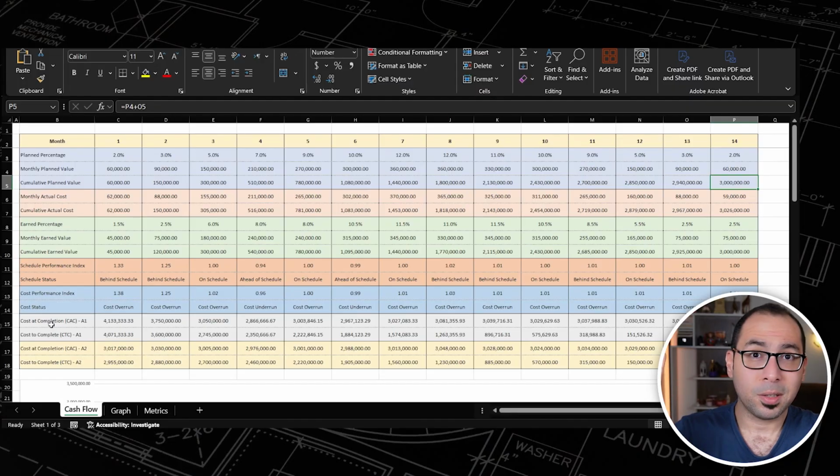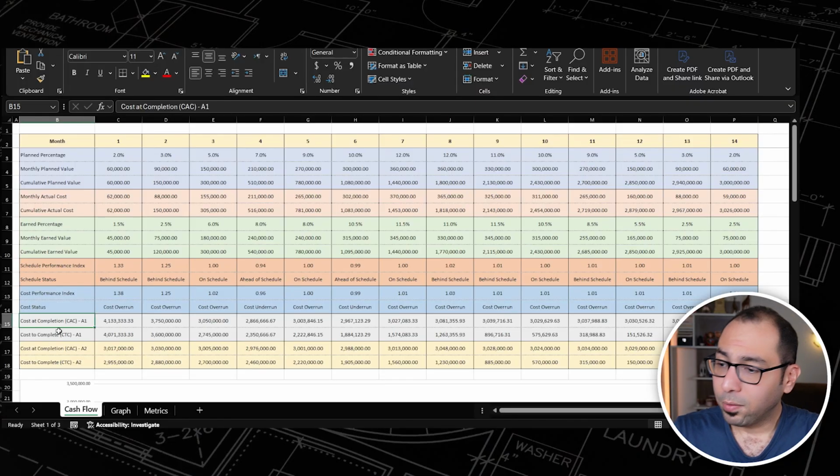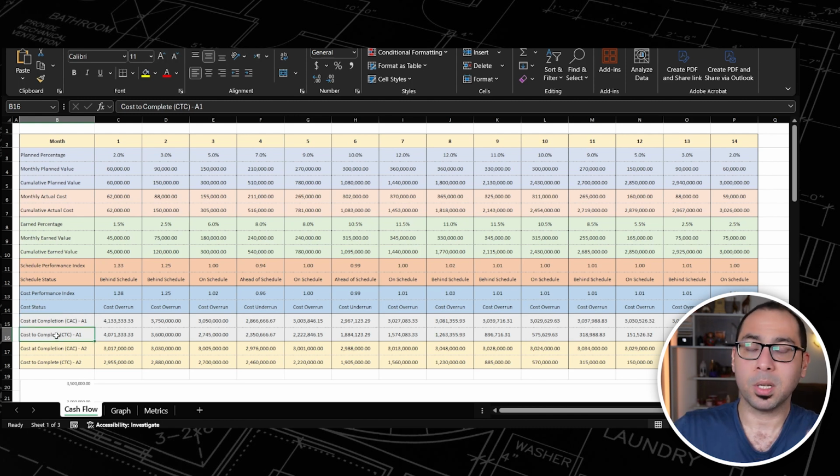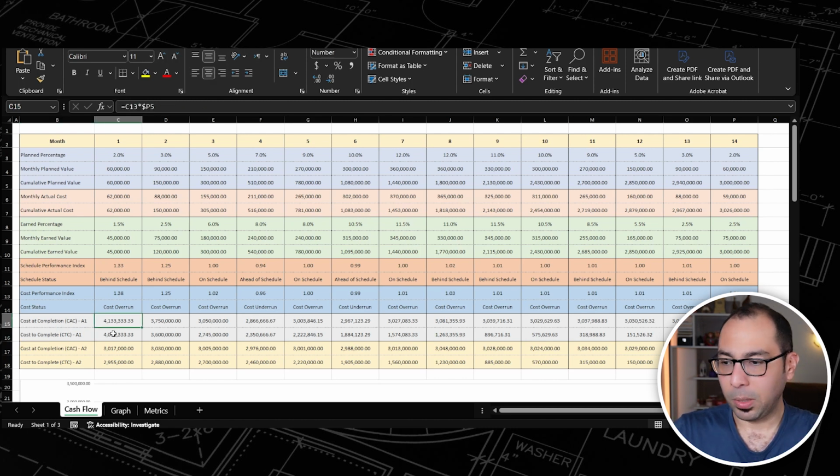And using the cost performance index, you can calculate two very interesting things actually. One of them is called the cost at completion and the other the cost to complete. And these are very important numbers to be looking at as a cost control engineer throughout the project to make sure that you end up on budget. You execute this project really on budget. So here, what is the cost at completion?